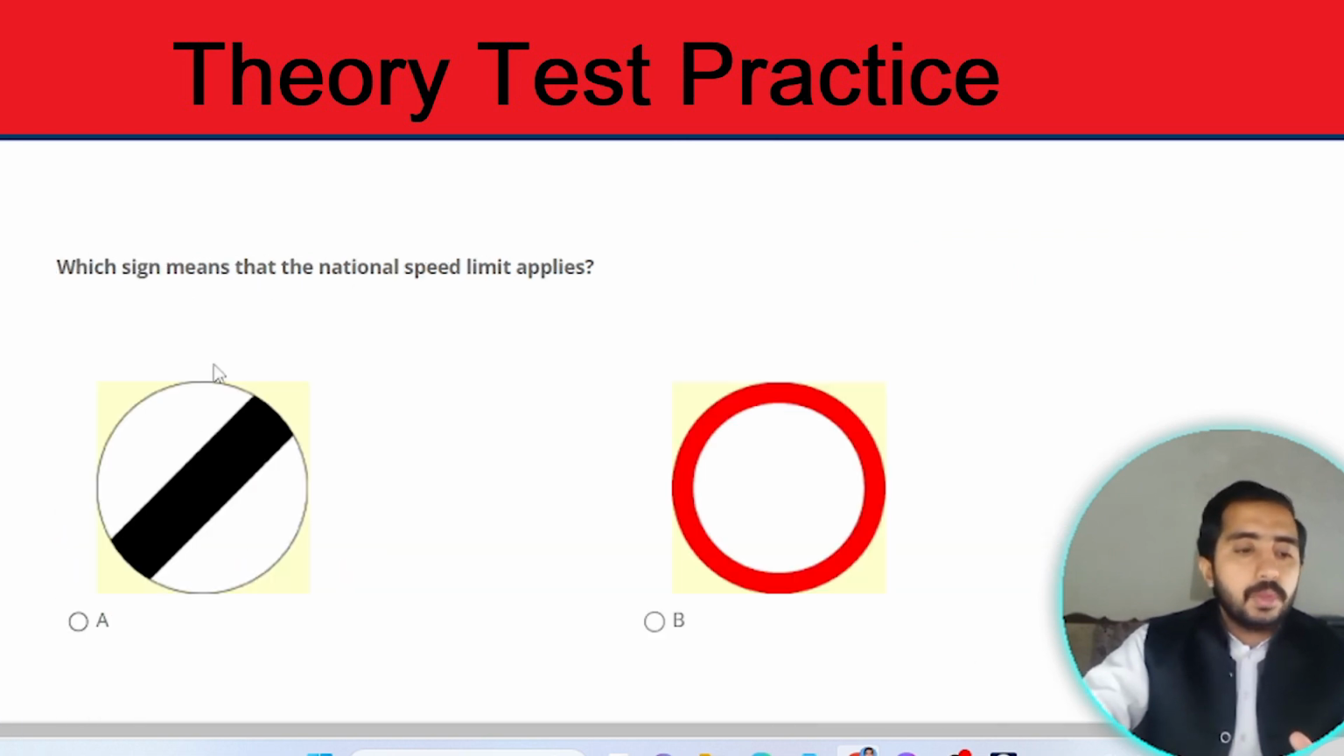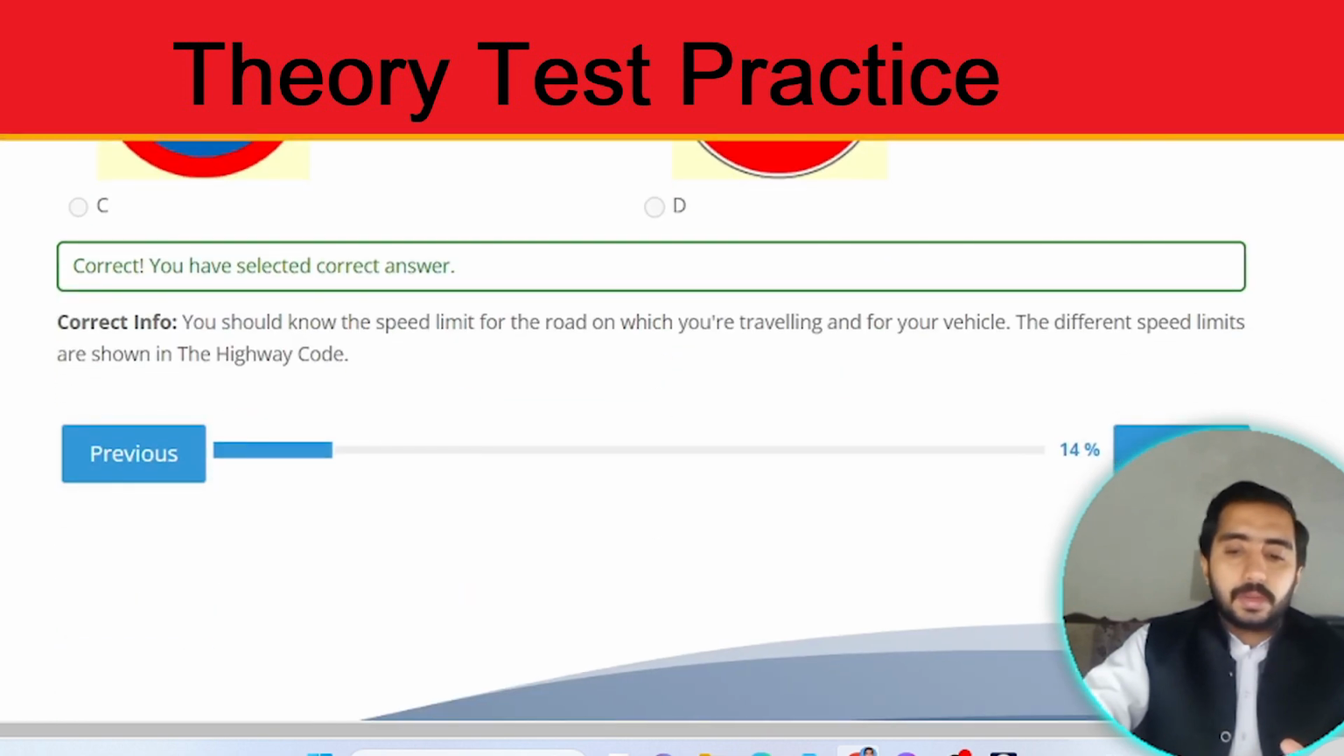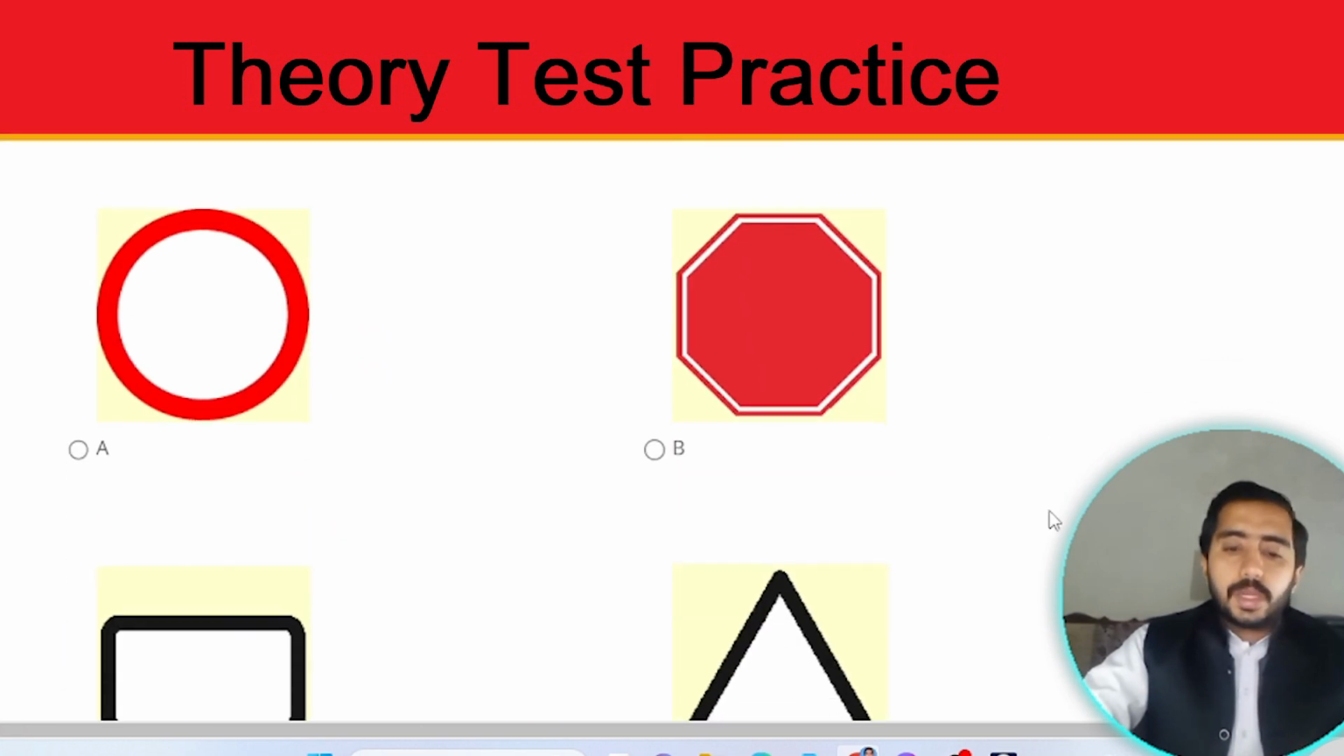Next. Which sign means that the national speed limit applies? The national speed limit applies is represented by option A. Next one. What is a stop sign? Okay, the stop sign is given here in option B.